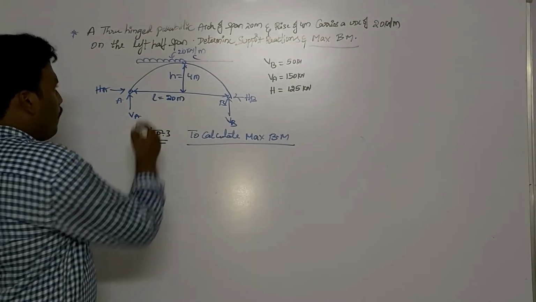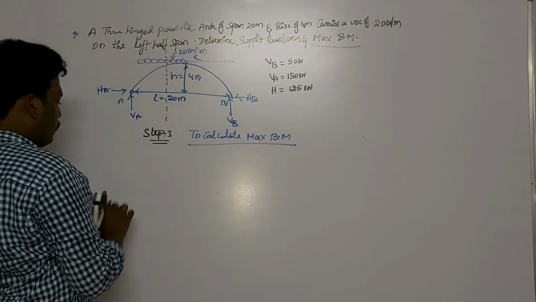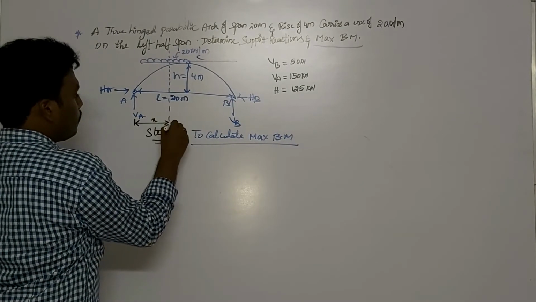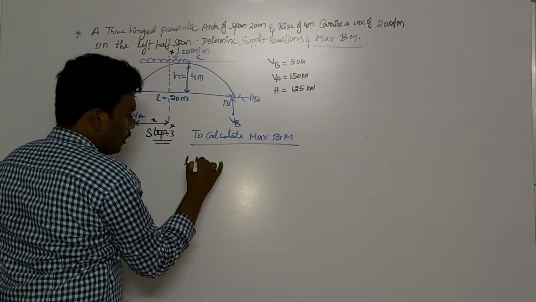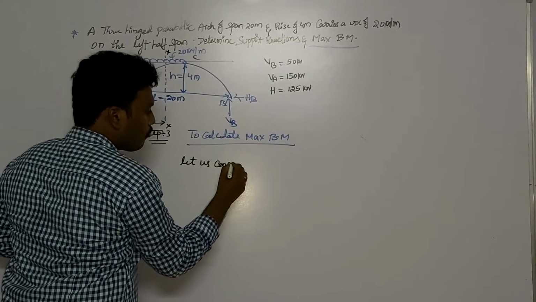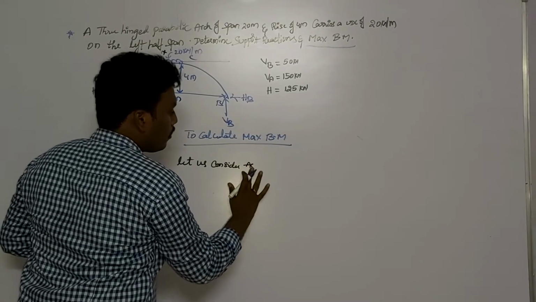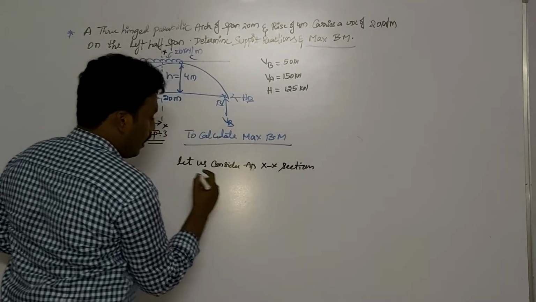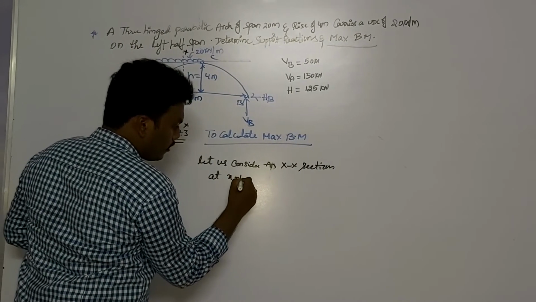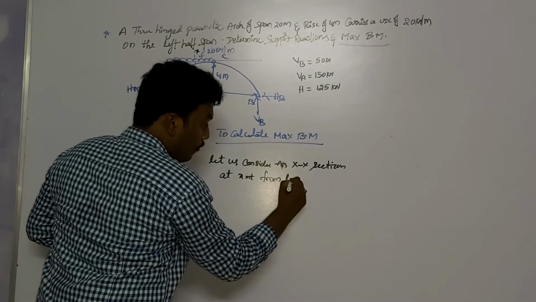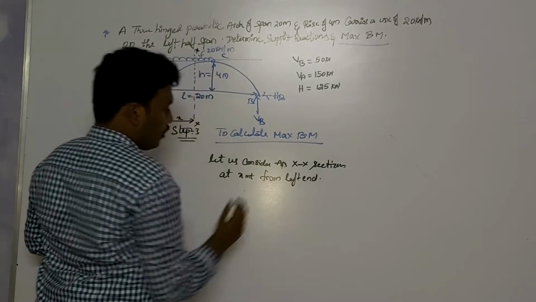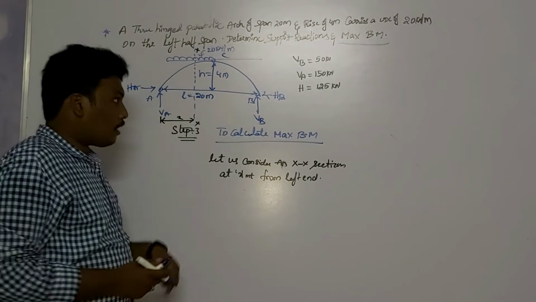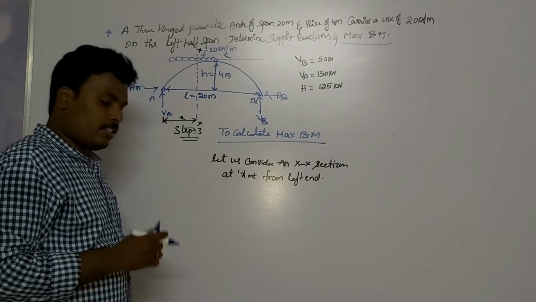So let us say we have an XX section. An XX section ఉందనుకుందాం, which is at a distance of x. ఇక్కడ రాయండి. Let us consider an XX section at x meters from left end. X meters distance దగ్గర మనకి ఒక XX సెక్షన్ ఉంది అనుకుందాం. అక్కడ జరుగుతుందని అస్యూమ్ చేసుకుంటున్నాం. దిస్ ఇస్ జస్ట్ అన్ అసంప్షన్.